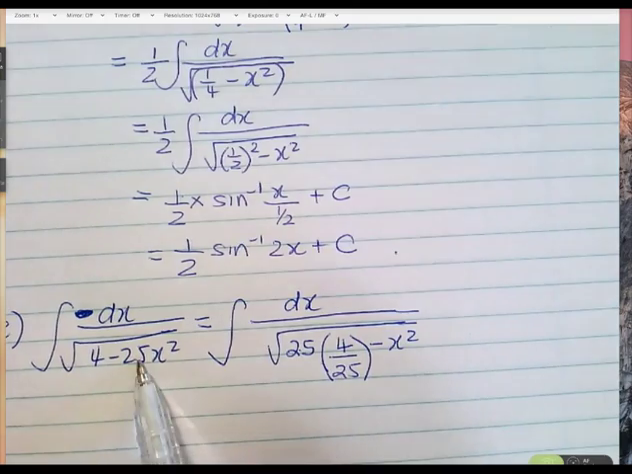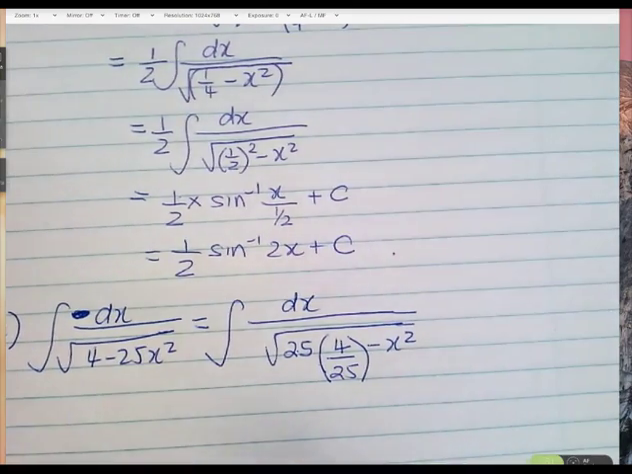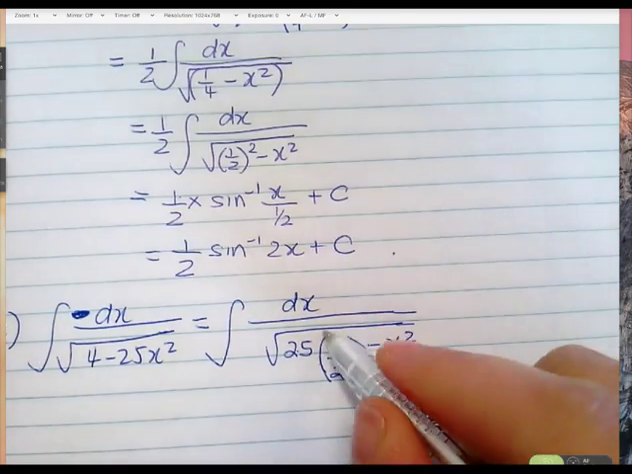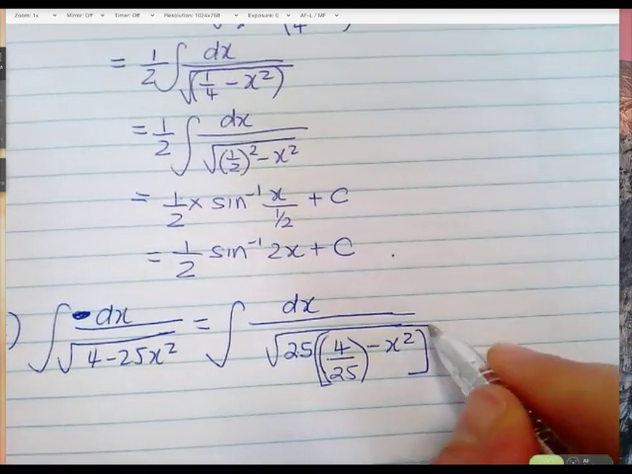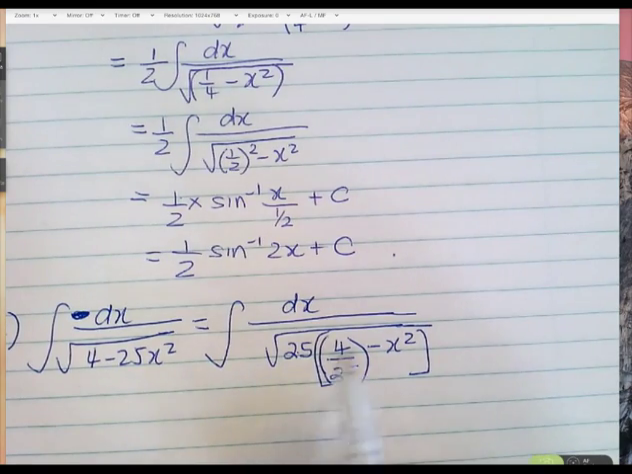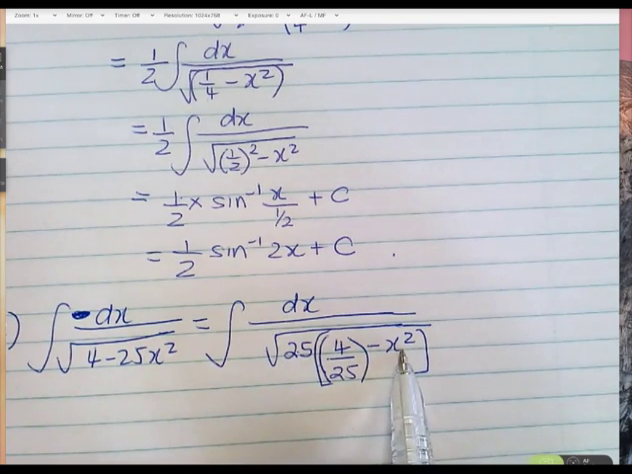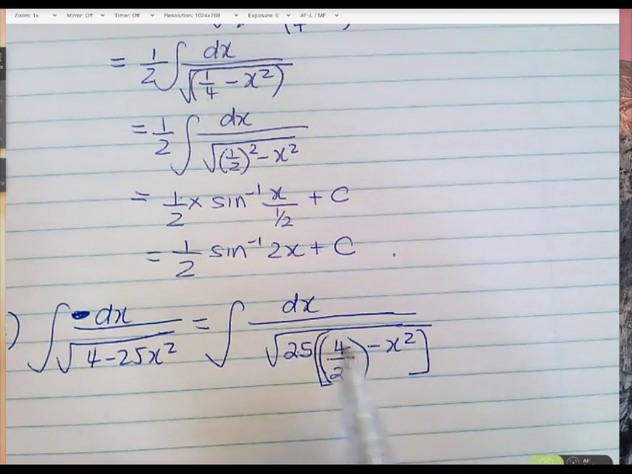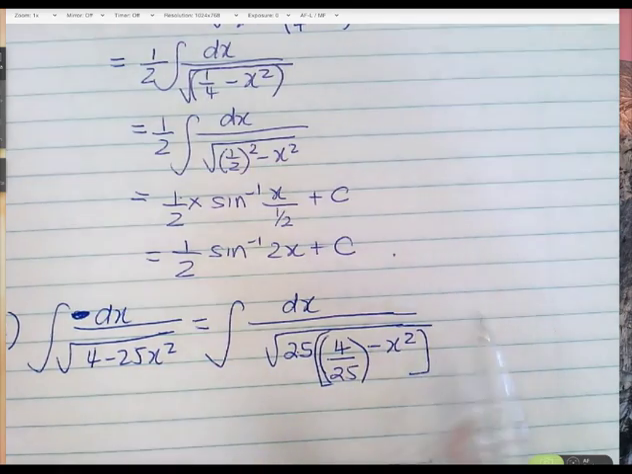Girls, I have to pull the 25 out because it's got to be square root of a squared minus x squared. So the 25 comes out, big bracket. Can you see what I've done there? Then it's 4 over 25 because 25 times 4 over 25 is 4. And we've got 25 times negative x squared. So I've got 25 bracket 4 on 25 minus x squared.